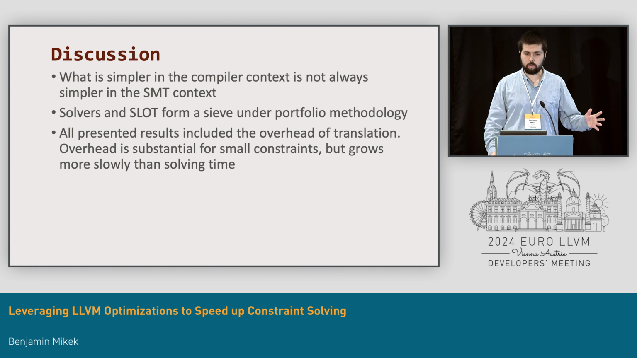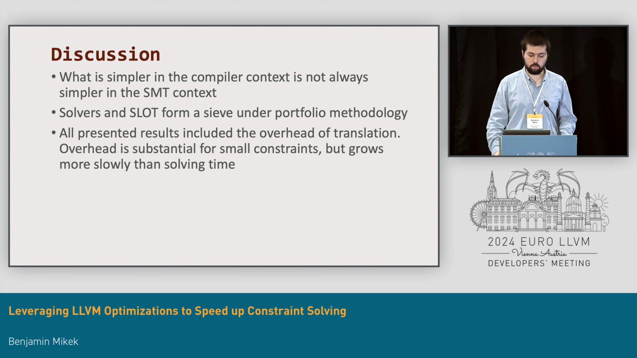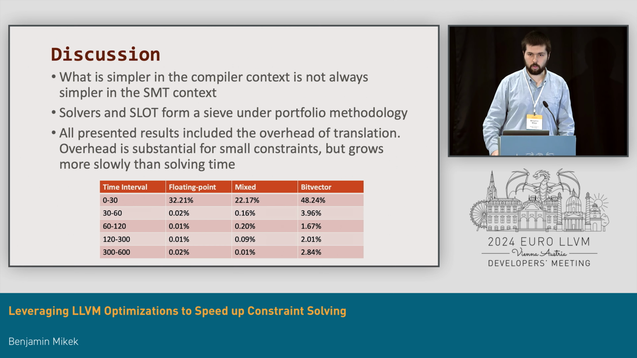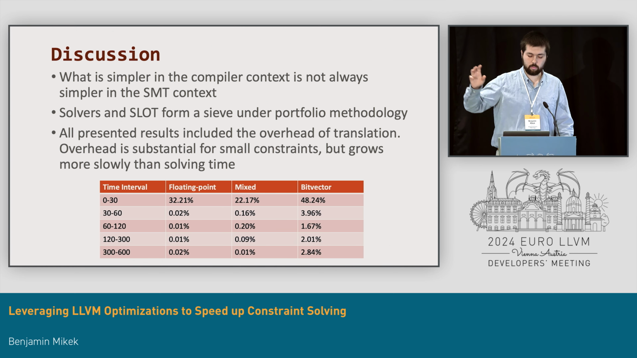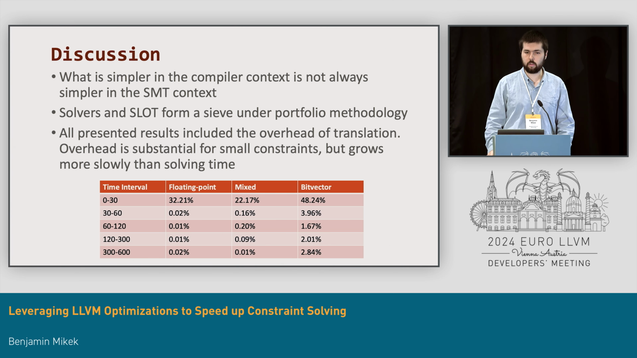All the values I presented, I think I've mentioned this a couple of times, included the overhead that's involved in doing translation and optimization. And usually that's not a huge contributor. As you can see in this table, which shows the proportion of the overall time that's contributed by the overhead of translation and optimization, for the smallest constraints it can be substantial, but as the constraints grow, it's quite small.